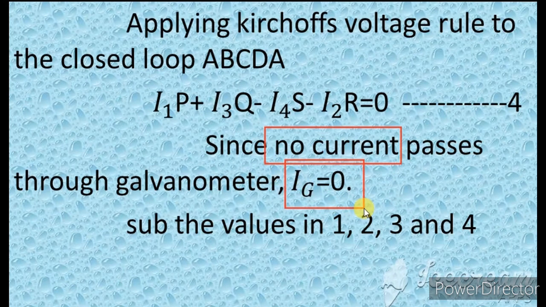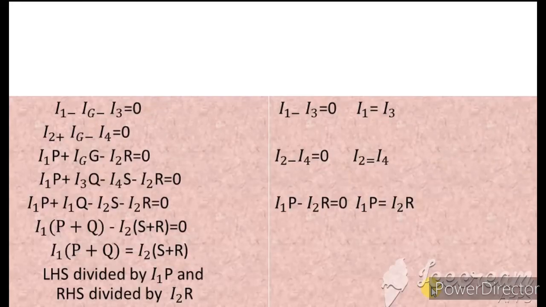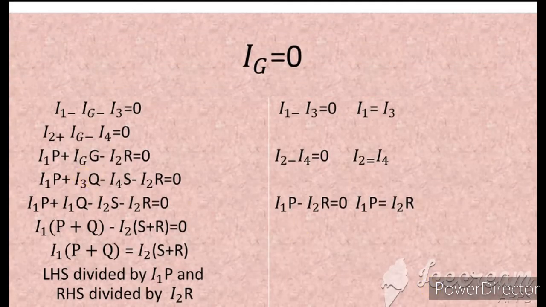So the condition is IG is equal to 0. This IG equal to 0, you are going to substitute in the equations 1, 2, 3 and 4, the equations which you saw just now. That equation first I am going to write separately, taking the equations 1, 2, 3 and 4. These are the equations.